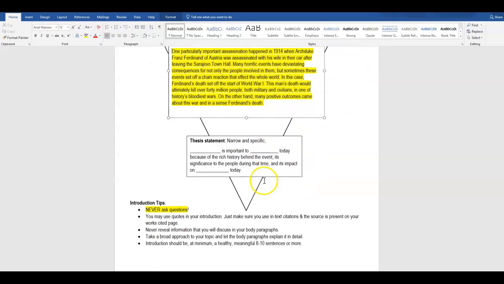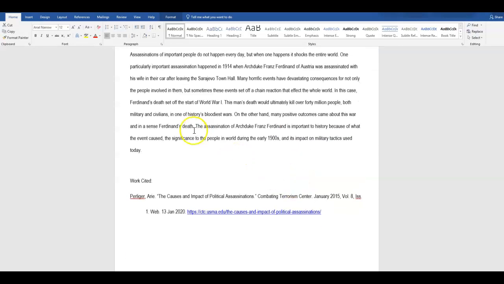Now, your thesis statement is the most narrow and specific. It's what your paper is going to be about. I have written the thesis stem for you. All you need to do is fill in these 3 blanks. If we look at my example, the assassination of Archduke Franz Ferdinand is important to history because of what the event caused, the significance to the people in the world during the early 1900s, and its impact on military tactics used today. There is your thesis statement.